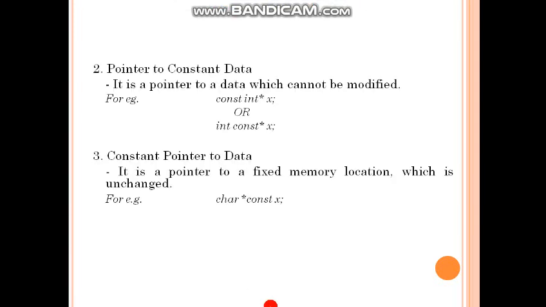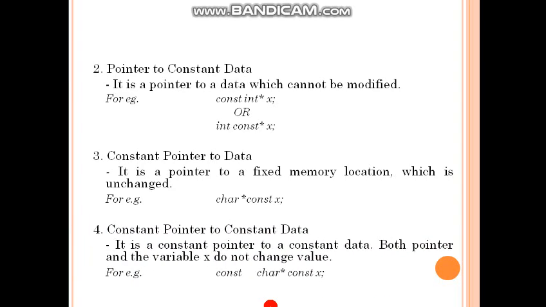So these are the different constant types normally used for constant variables: pointer to constant data, constant pointer to data, and constant pointer to constant data. These are all the different constant data types.